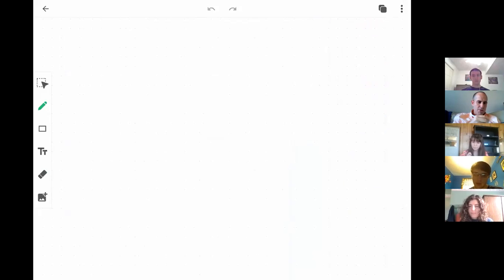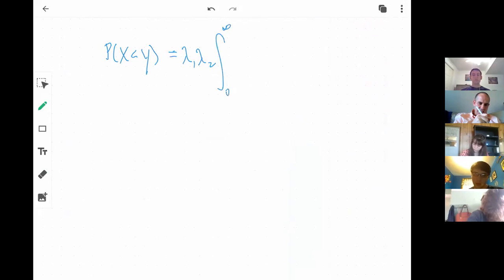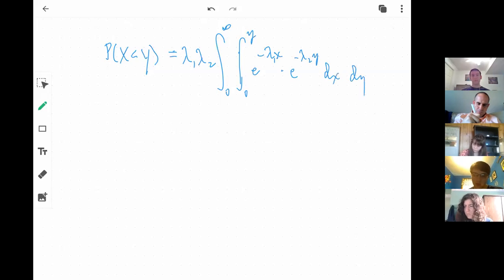Okay, so let's do this. The probability that x is less than y is equal to, look, I could pull out the lambda 1 and the lambda 2, correct? I'm going to pull that out in front of the integral. Integral from 0 to infinity, integral from 0 to y, and then e to the minus lambda 1x. I'm going to write it in two pieces, e to the minus lambda 2y, and this was dx dy.